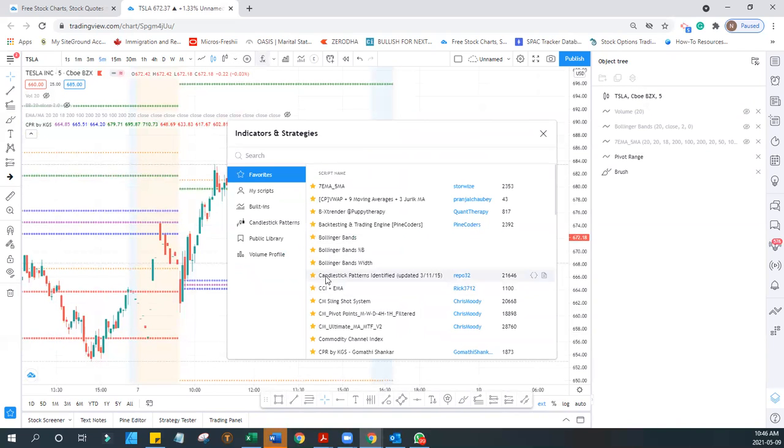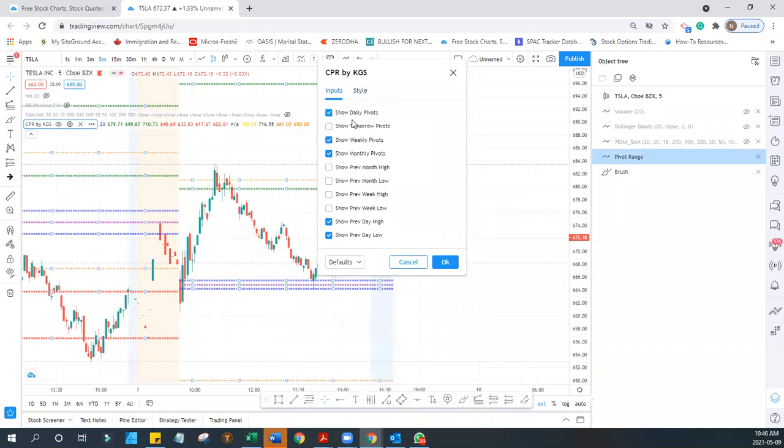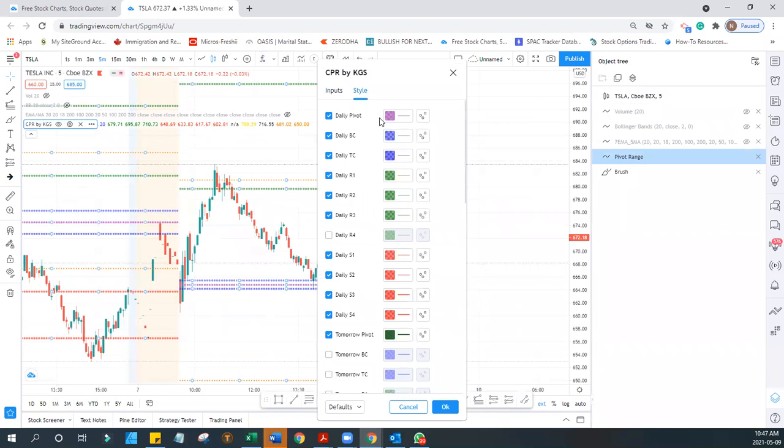So go to TradingView and look for the CPR by Gomti Sankar. You can look at any other, but I find this one better. Go to the inputs. You need your daily, weekly, and monthly pivot, and the previous day high and previous day low. On the style, you can change the colors. These are the resistances R1, R2, R3, R4, and you can take the supports S1, S2, S3, S4.